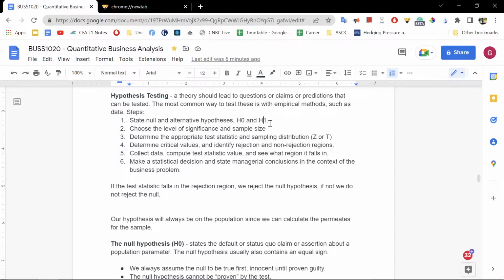Okay. Second is choose the level of significance and sample size. Sample size is quite straightforward: if we take 50 cans of Red Bull or 100 cans of Red Bull, these are differences in the sample size. However, level of significance is denoted with the Greek symbol alpha. Level of significance refers to how close to the mean, how close to the mu, we want our observations to be. We could have a 90% or 99% level of significance, but the most popular level of significance is 95%, so that would be a 5% level of significance.